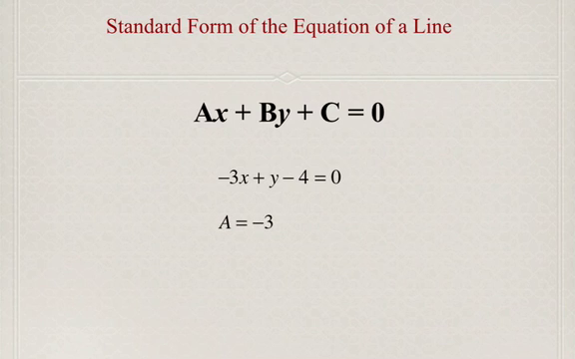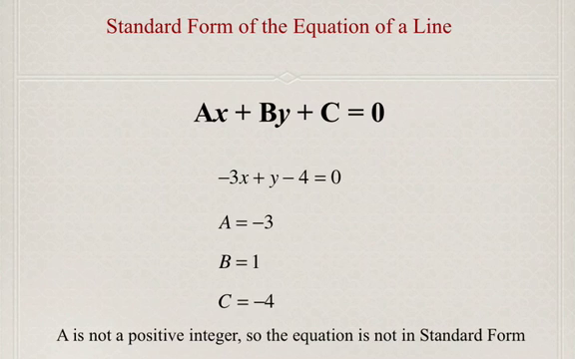Looking at another example, where we've got negative 3x plus y minus 4 equals 0. A is negative 3, b is 1 because it's understood to be 1y there, and c is equal to negative 4. Now the problem with this is a is not a positive integer, so the equation is not in standard form.